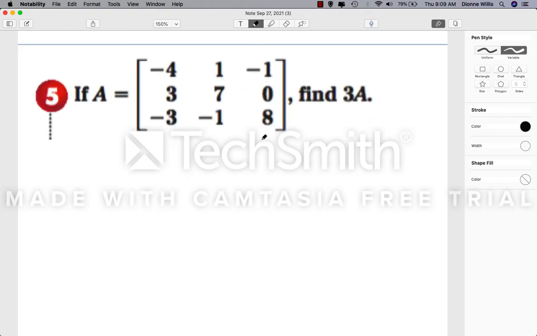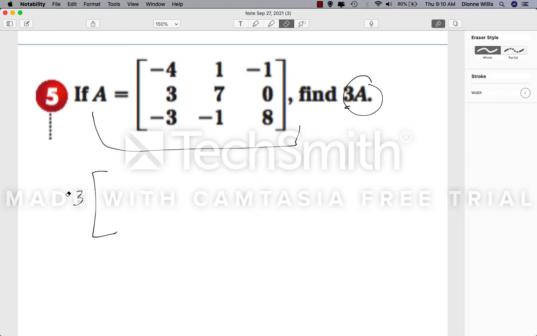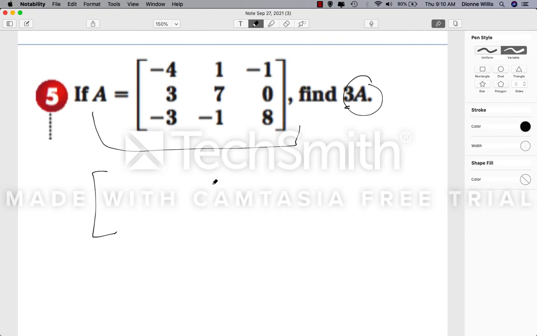So here we have a little bit of scalar multiplication where we're given a matrix and then we're asked to find 3 times that matrix. And so this is where we talked about having to kind of use a distributive property mindset where we're going to distribute the 3 outside of the matrix to each of the elements inside. And instead of recopying it, I'm really just going to show the result of that multiplication. And I know you guys can do this, but just do it with me.